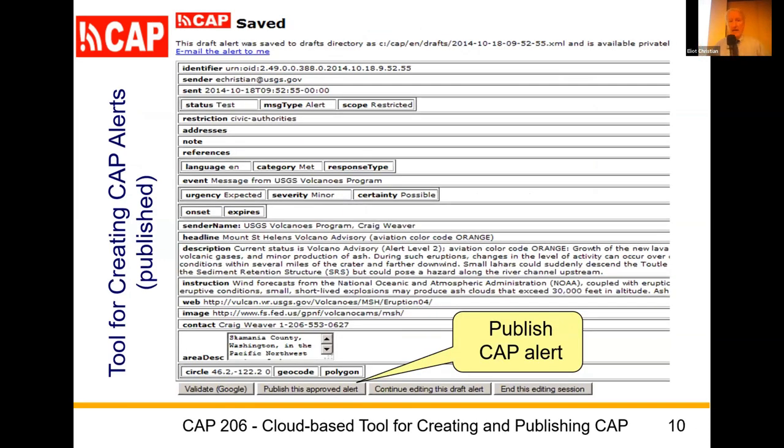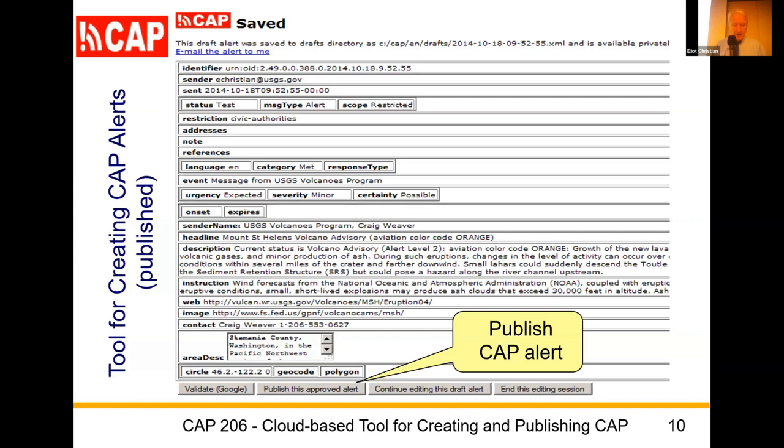It simply says, hey, this has been saved to the drafts directory and is available privately. So you can email that alert to yourself, forward it to your colleagues, to your boss, to anybody who has access, because this is a draft alert, so it is not allowed to go out in public. They have to have a password in order to see your draft.